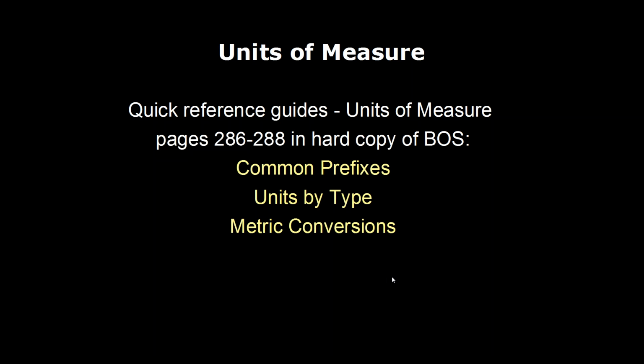Okay, and I did want to mention here that there are quick reference guides for the units of measure, if you have a hard copy of the book, at the very end of the chapter. I did want to mention that. Units by type, common prefixes, and metric conversions if you need it as well, so from inches to centimeters and things like that. Okay, so there are actual quick reference guides there as well.